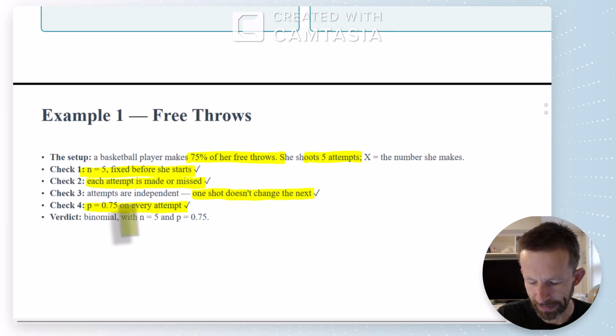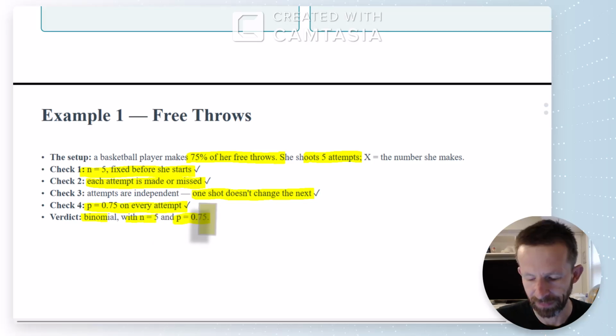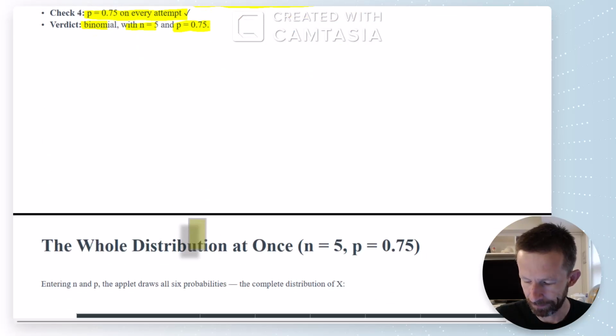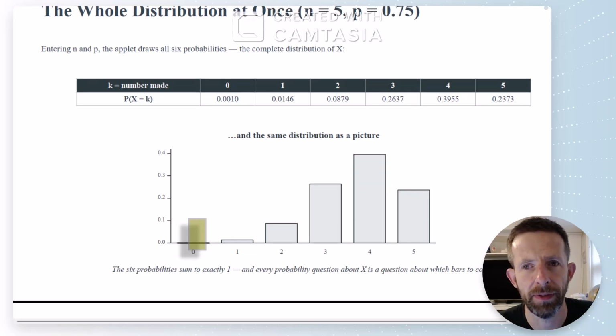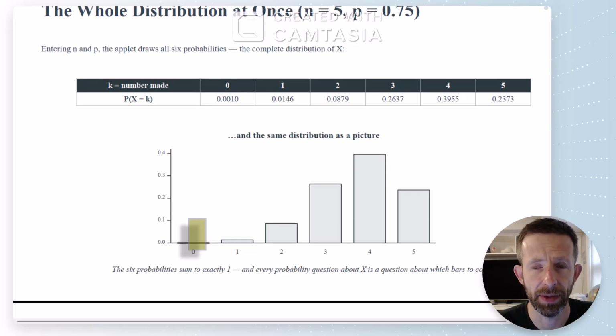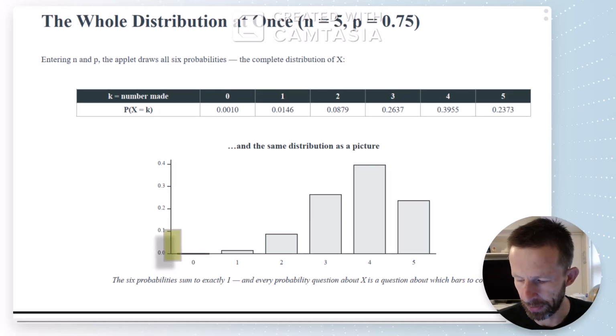So we would say this is a binomial distribution with n equal to 5. n is the number of attempts, and the probability of success is 75%. Now, we're not going to go into the mathematics of how to calculate all these different probabilities, but we will use a Staplet app that will let you navigate this.